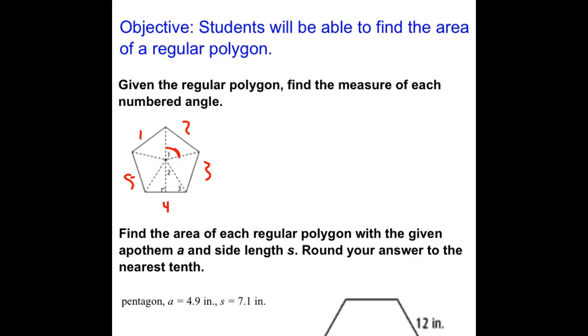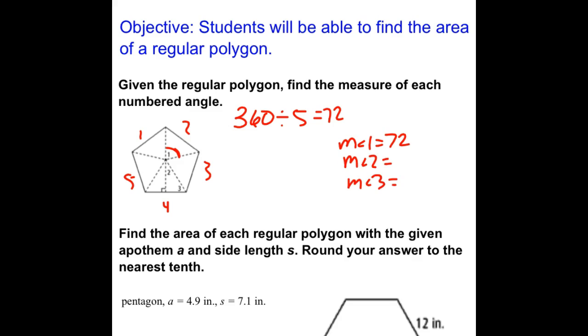There's 5 central angles then. So to get that central angle, we go 360 divided by 5, and that gets us 72. So that gets us angle 1. So the measure of angle 1 equals 72. But we need 2 and 3 as well.